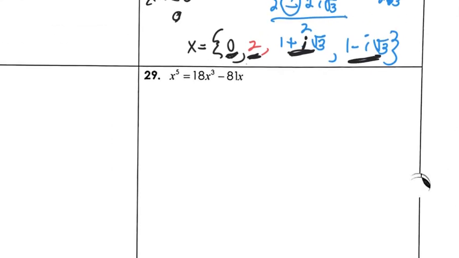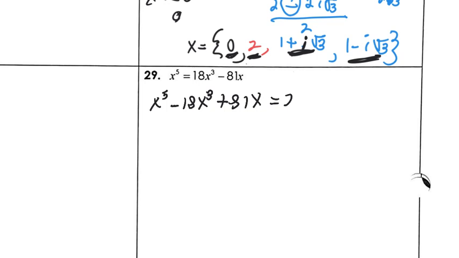This one, get everything on one side. I like the x to the 5th the way it is without a negative sign because I know that's the highest power. I know the leading coefficient is 1, and I want to have it in standard form, so I want the highest power first. We learned that. Minus 18x cubed, and opposite sign of minus is plus 81x equals 0. I added or subtracted everything to move it to the left side.